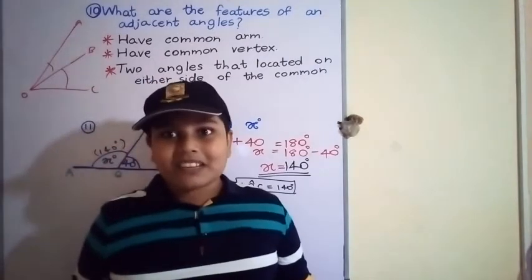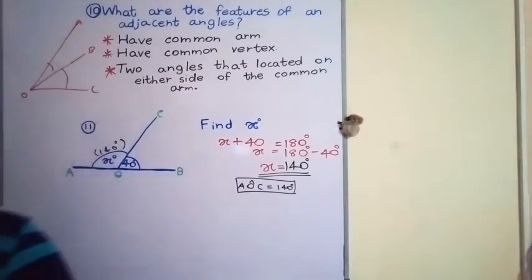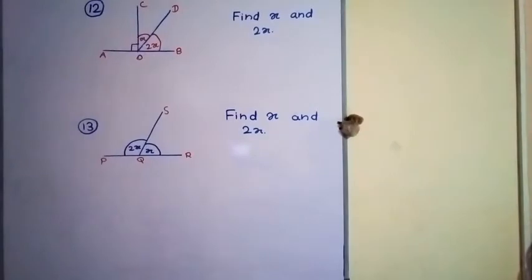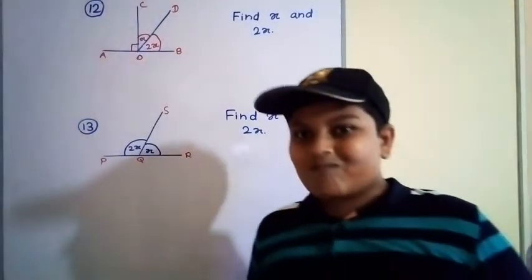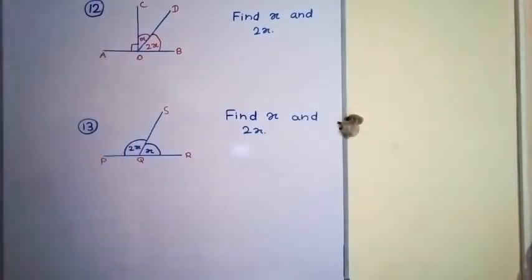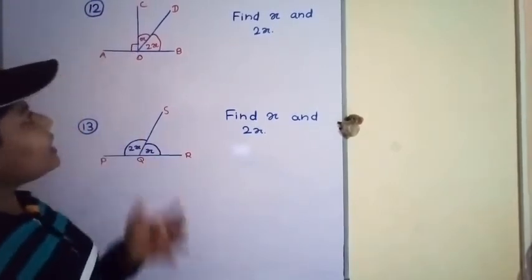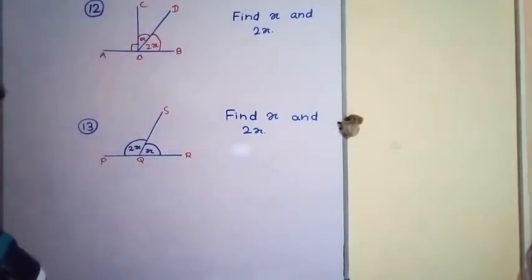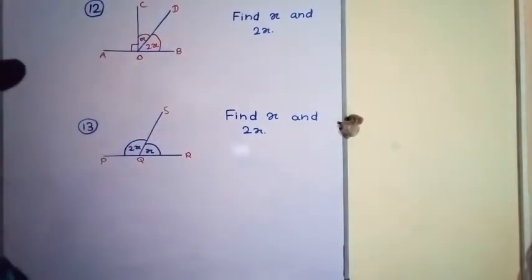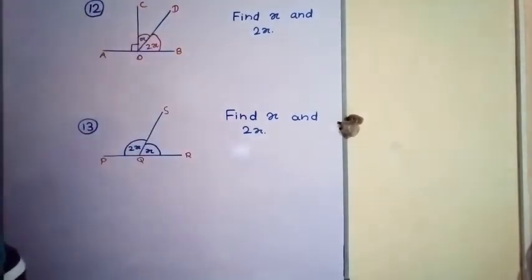Okay guys, let's move to the 12th question in this questions collection. This is your 12th and 13th question. Now, in the 12th question you have a figure, find x and 2x. You look at the x and 2x like this. Angle C or D is the x, and D or B is the 2x.